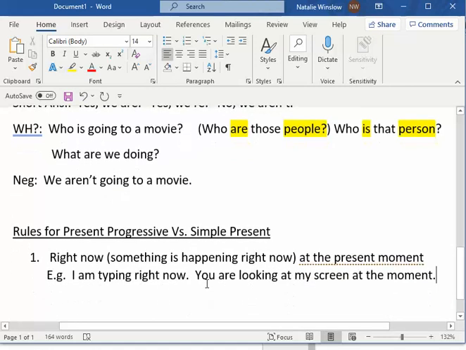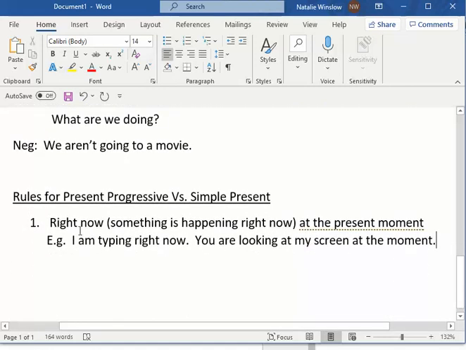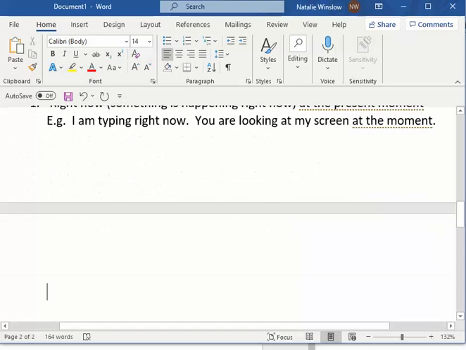We also use the present, so you're probably very familiar with that rule, right? I'm talking, you are listening, he is sitting down right now. So that's a very simple rule for the present progressive. Another rule that we have for the present progressive is that we use it for around the time of speaking.